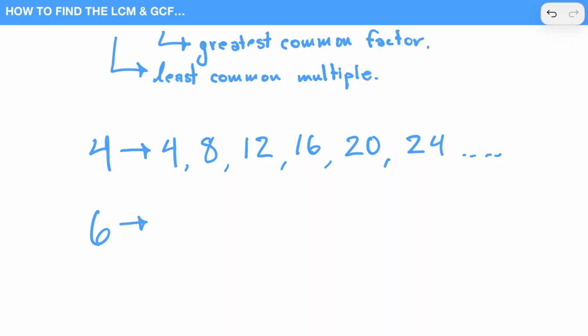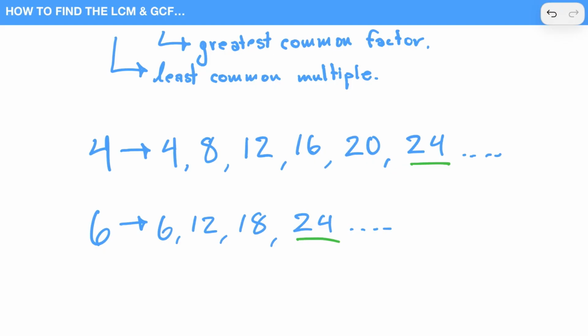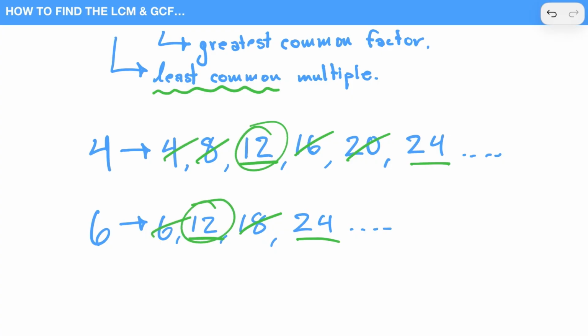If I do the multiples of 6, I get 6, 12, 18, 24, and I could go on, but we have a few in common here already. Look, we have 24 in common, but notice we're looking for the least common multiple. So we don't have 20, 18's not there, 16's not there, but look, they have 12 in common with each other and nothing less. So the LCM must be 12. That's one way of figuring out the least common multiple of two numbers.